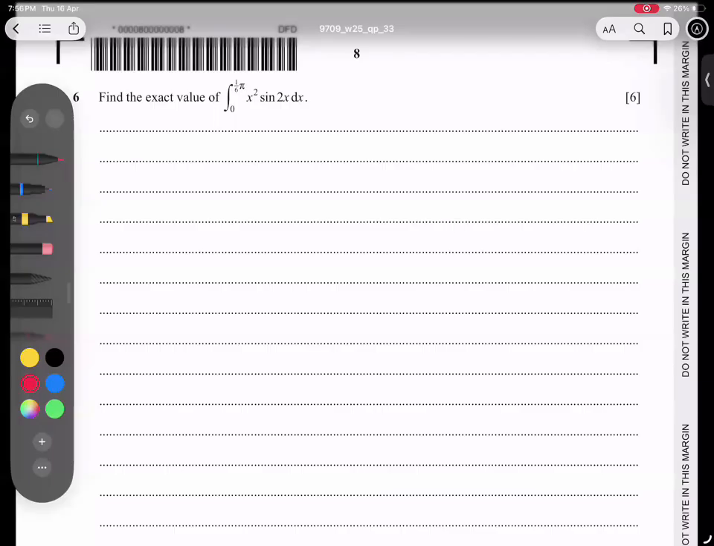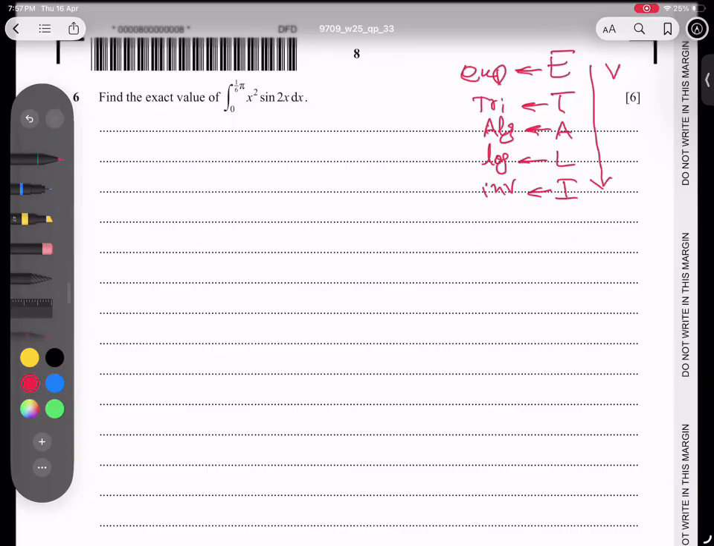Question number 6, students, we have to find the exact value of this. If you look carefully, it is integration by parts, where two functions are multiplying. I always explain this concept with LATE. I add an extra I; I stands for inverse function, so it means I am late. L stands for logarithm, A stands for algebra, T stands for trigonometry, E stands for exponential. So top to bottom, top is V and down is U.